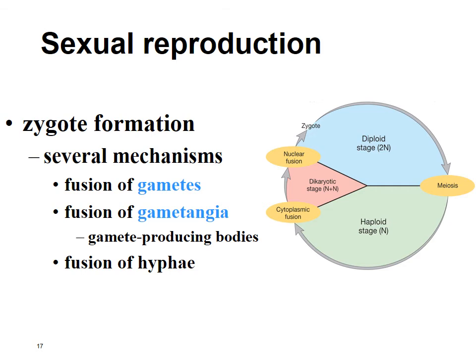And this produces what's called a dikaryotic stage, in which cells contain two separate haploid nuclei, one from each parent. So the two cells, for example, are fused, but the two nuclei still remain separate. After a period of this dikaryotic existence, the two nuclei eventually fuse and undergo meiosis to yield sexual spores. So, for example, in the zygomycetes, the zygote develops into a zygospore, in the ascomycetes, an ascospore, and in the basidiomycetes, a basidiospore.